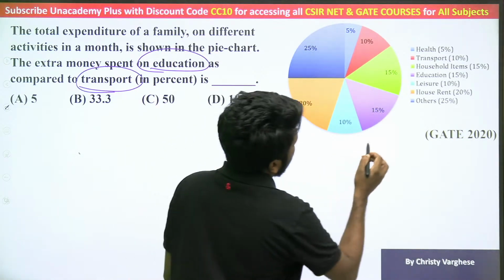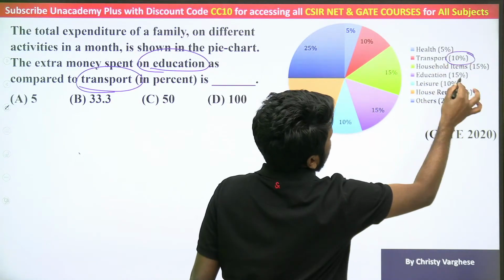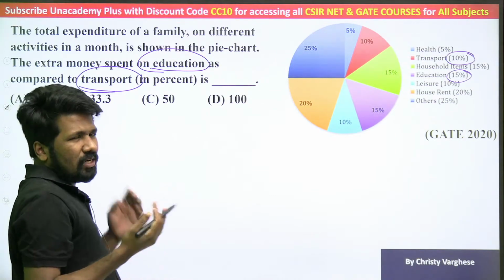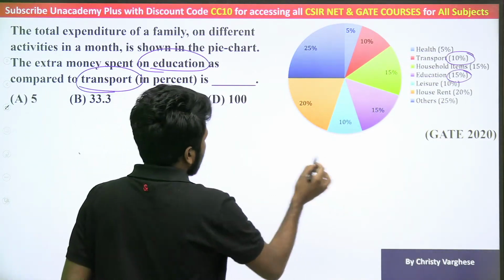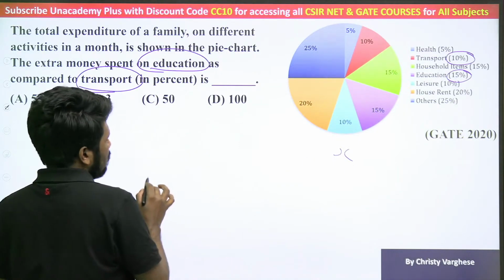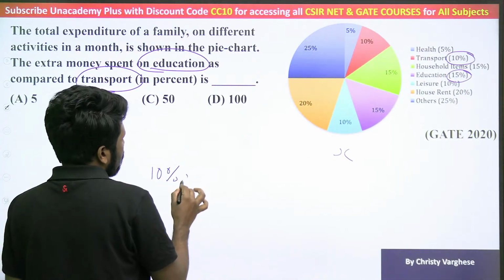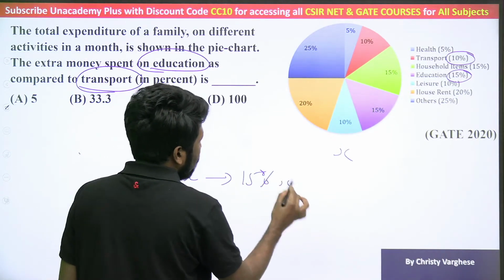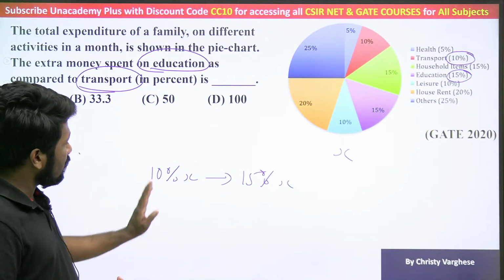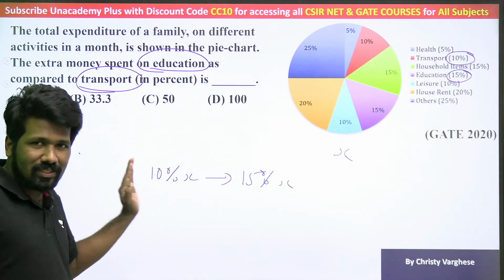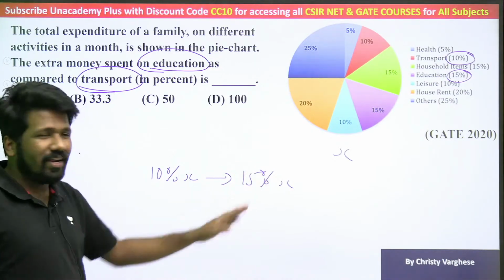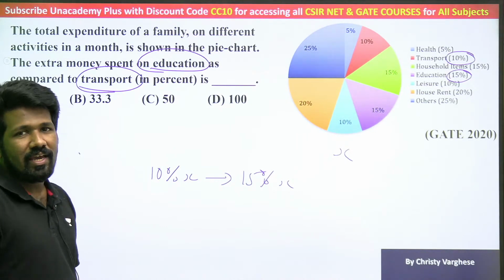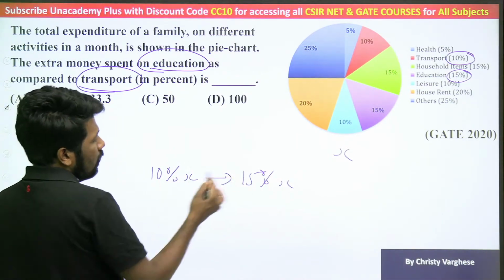So from the pie chart, you can see that transport is 10%, education is 15%. The total we don't know. Say the total expenditure is X. On transport they spent 10% of X and on education they spent 15% of the same X itself. The question is asking how much more compared to this, not compared to total X. It is not asking 15% of X by X or anything. It is asking 10% or 15%.